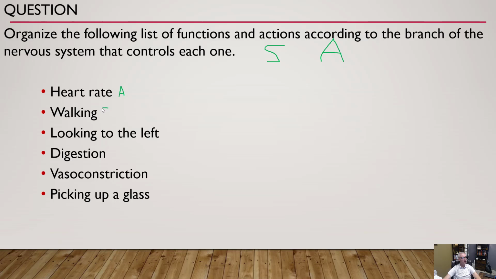Walking, that would be somatic because we have control over it. Looking to the left, that would be somatic. Digestion is autonomic. Vasoconstriction, so that's where your veins or your blood vessels tighten up or constrict. That's autonomic. And picking up a glass, we have control over that, so that would be somatic.